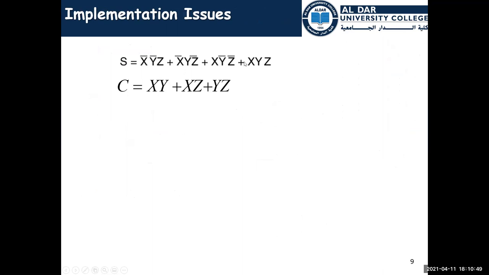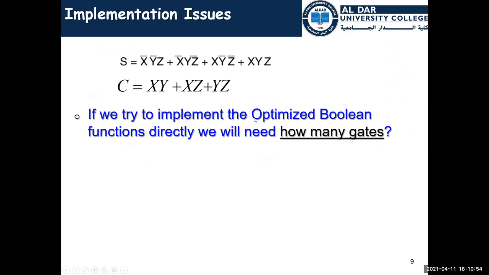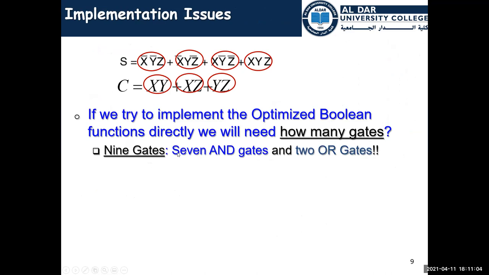We have the sum is equal to this expression. The carry is equal to that expression, and how to implement the optimized Boolean function directly, how many gates do we need? So if you count how many gates, we need this number of AND gates, and we have 9 gates because they have 7 AND gates, 1, 2, 3, 4 there and 3 here. So this is 7 gates. And the two OR gates, the first one with three inputs and the second one with two inputs. So a total of 9 gates.